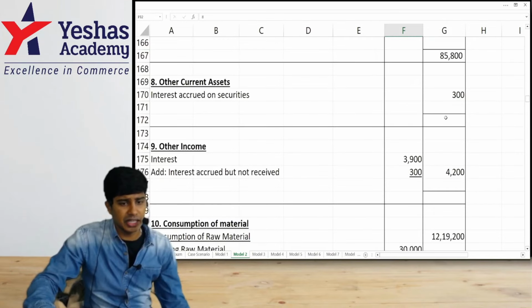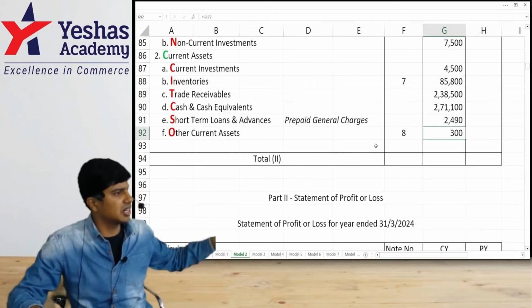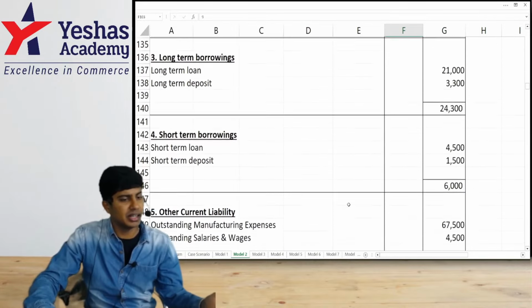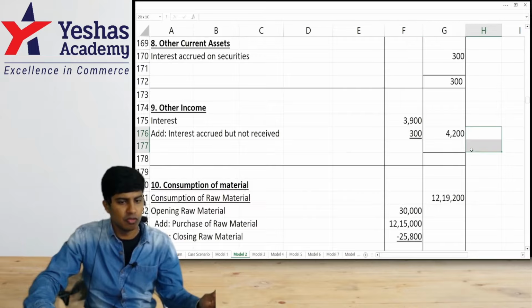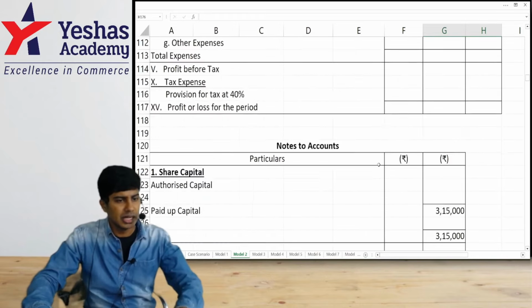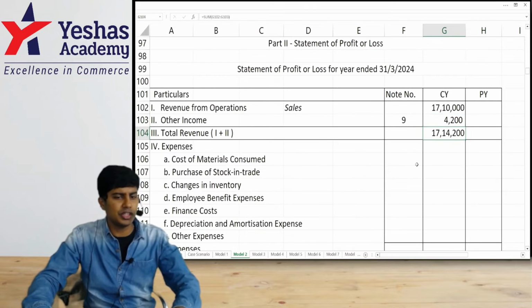300. 100 is received already. Only 300 is accrued interest. Then come to P&L. Revenue from operation we know. Other income. We have that interest accrued as well as current year interest together. How much? 4,200. Shall I post 4,200? Other income 4,200. So total income is 17,14,200.